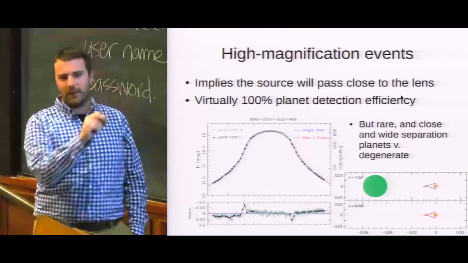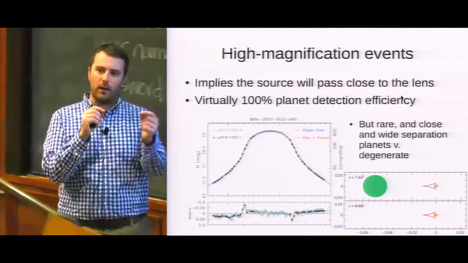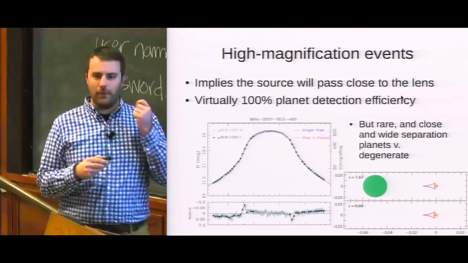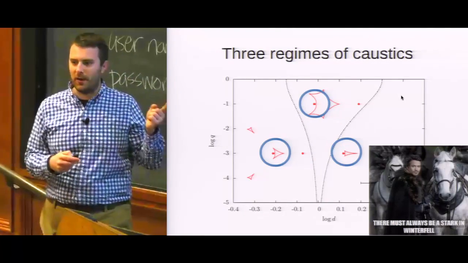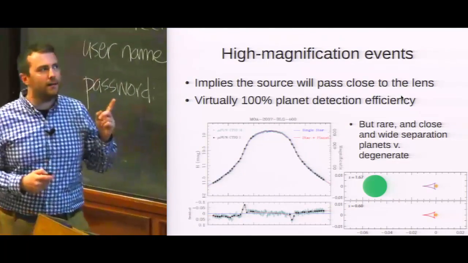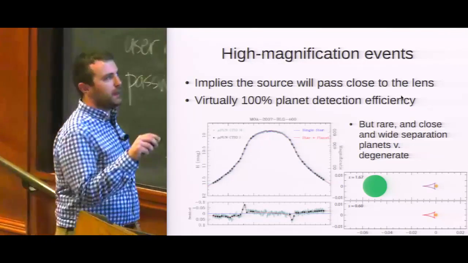You can maybe predict that it's going to go to a high magnification, which means that the source is passing very close to the center of the lens. And then with the fact that there's going to be a caustic by the center of the lens, if there is a planet, you are essentially guaranteed to find the planet if you can monitor it over this high magnification peak.